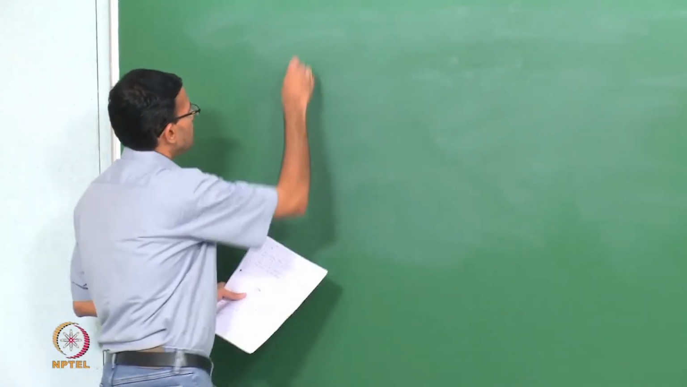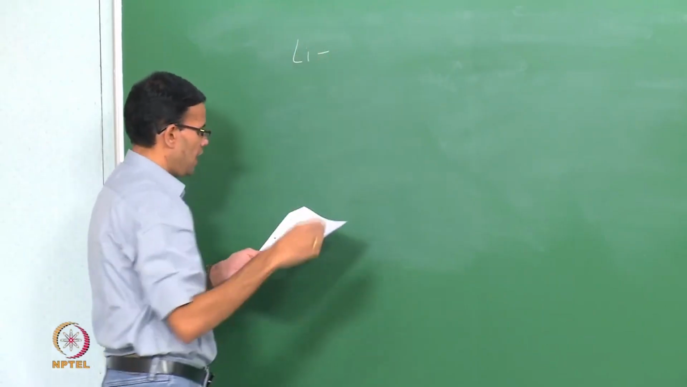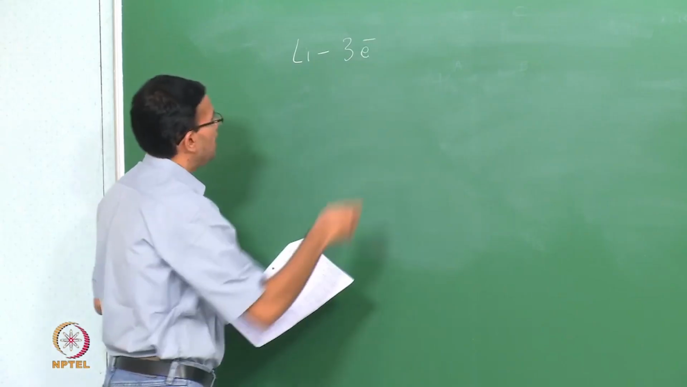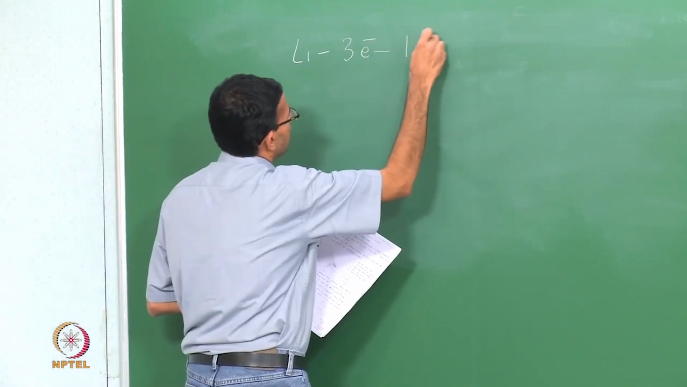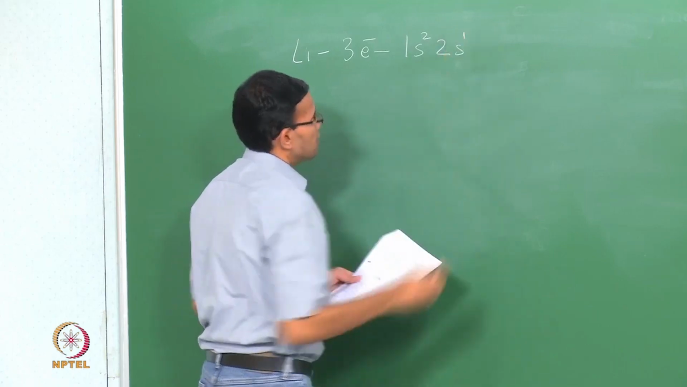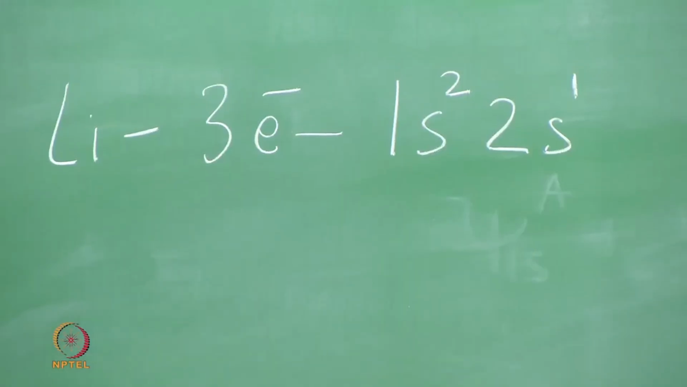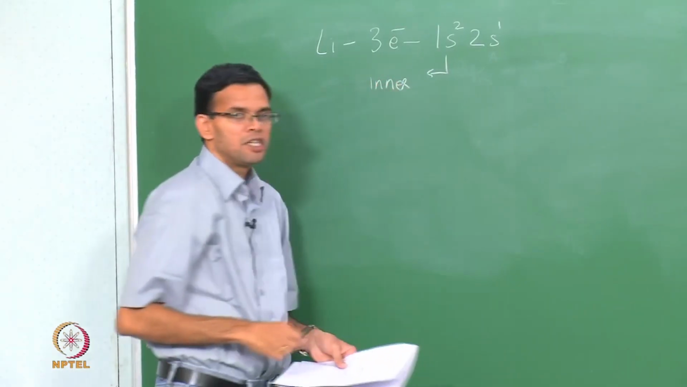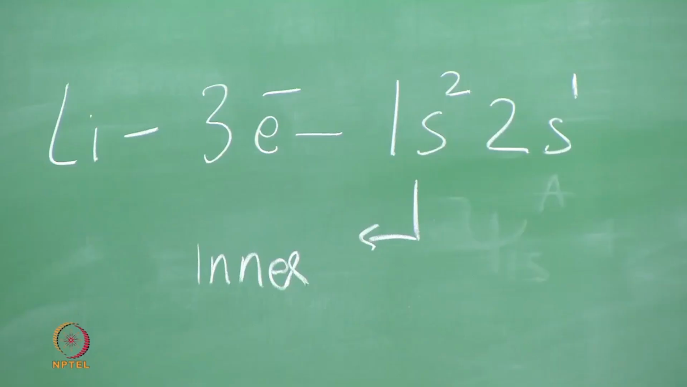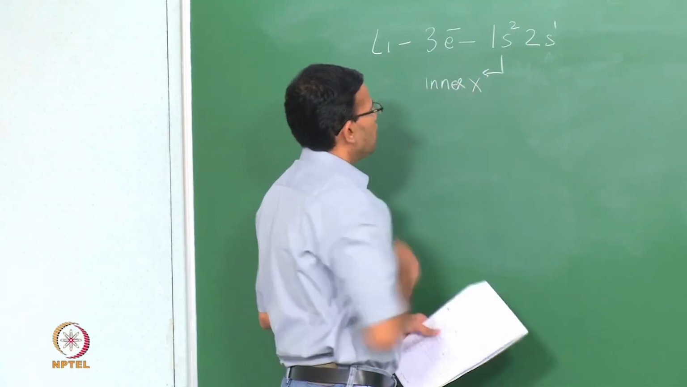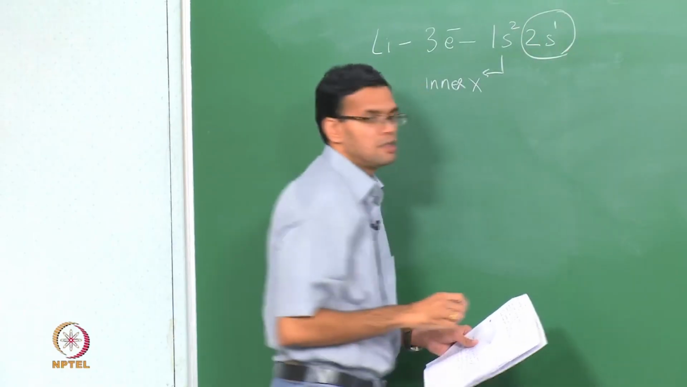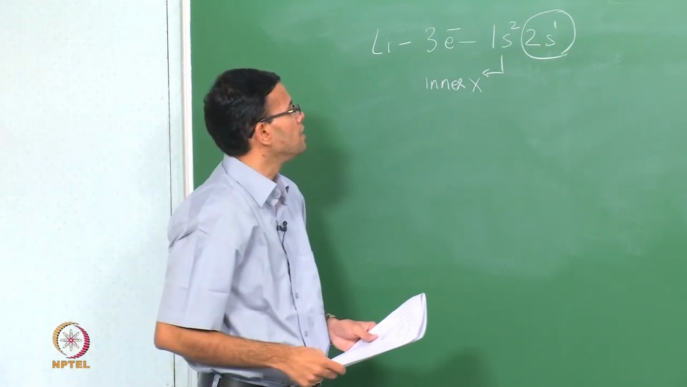When we have lithium, lithium has 3 electrons. So, the electronic configuration is 1s2, 2s1. The 1s shell in lithium is an inner shell. The inner shell is usually not involved in bonding. So, we would ignore the effect of the inner shell. So, what we are interested in is the 2s1 electron, right.